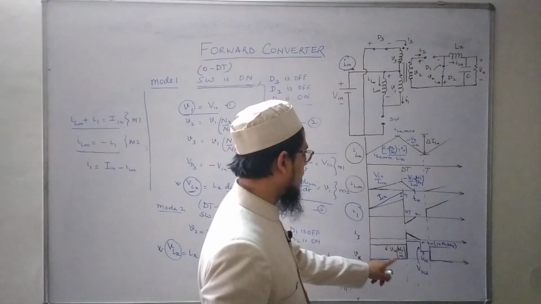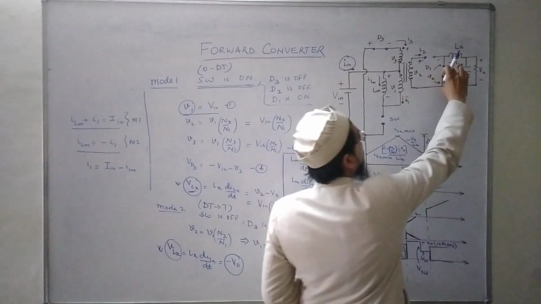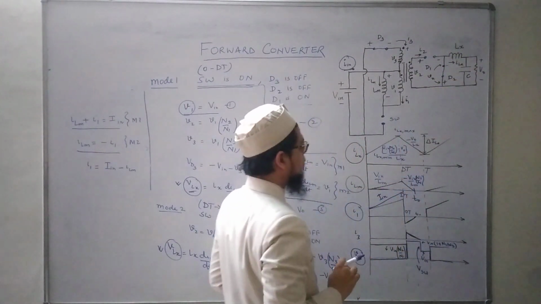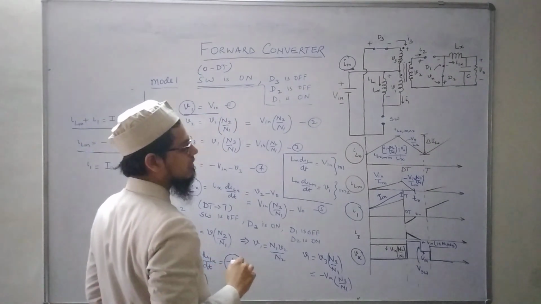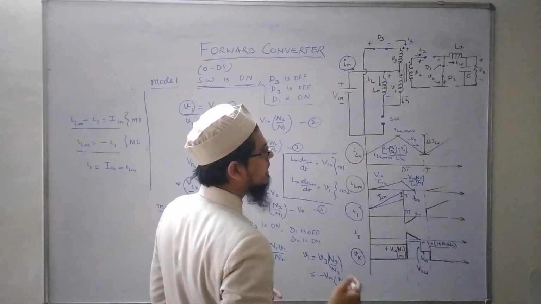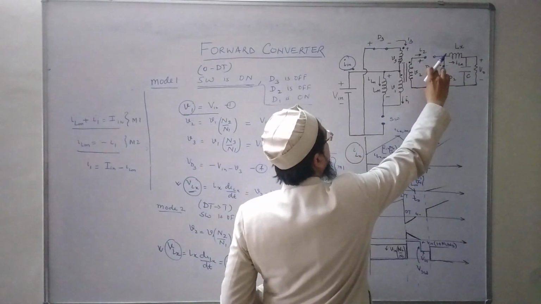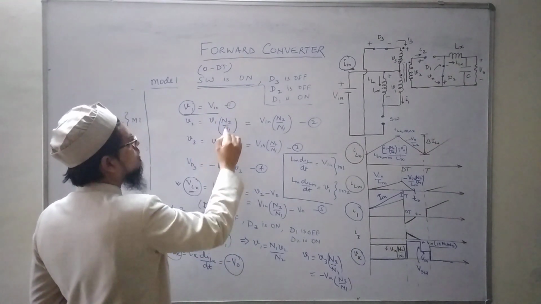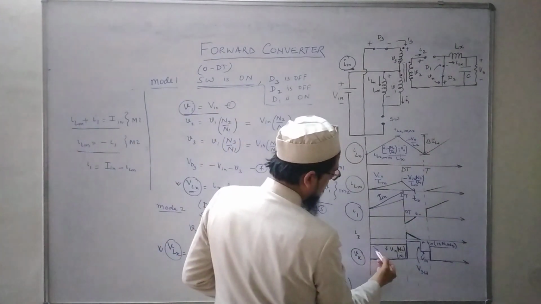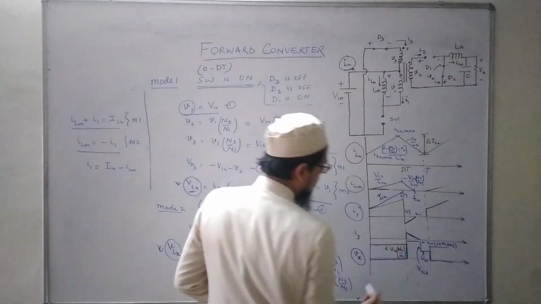Now come to Vx, the voltage across the diode D2. In mode 1, when it was not conducting, this would be equal to V2. V2 is this V1 times N2 by N1. So the magnitude is Vin times N2 by N1 that I have drawn, then it is 0.